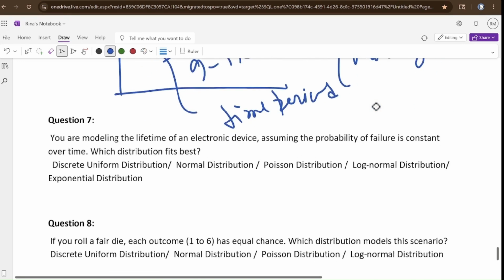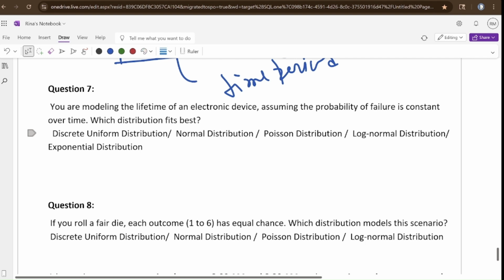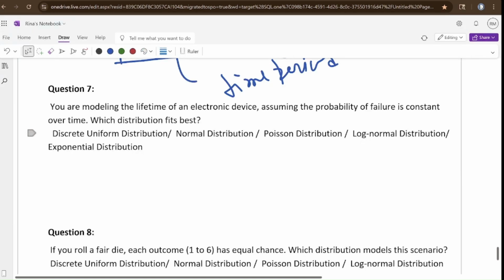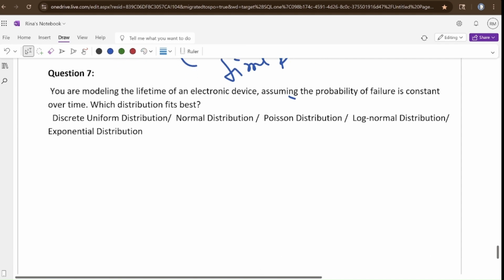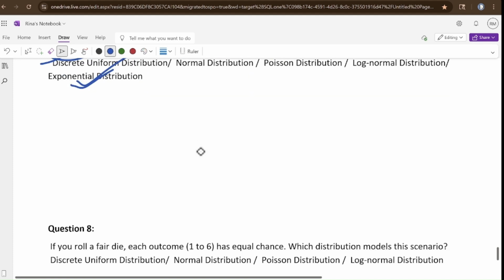Okay. Next one, you are modeling the lifetime of an electronic device, assuming the probability of failure is constant over time. The probability of failure is constant. So, this is something fixed, you cannot change, and you are modeling the lifetime of an electronic device. See, this one is best fitted for exponential distribution. Because when the probability of failure is constant over time, you have to consider the exponential distribution. Okay. Now the next question.